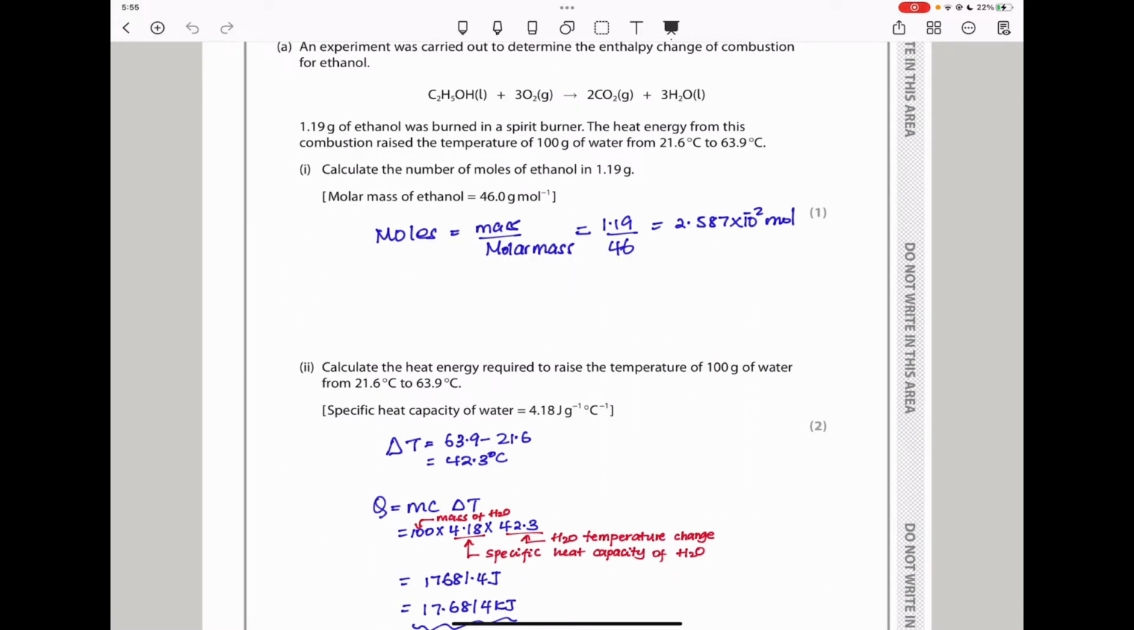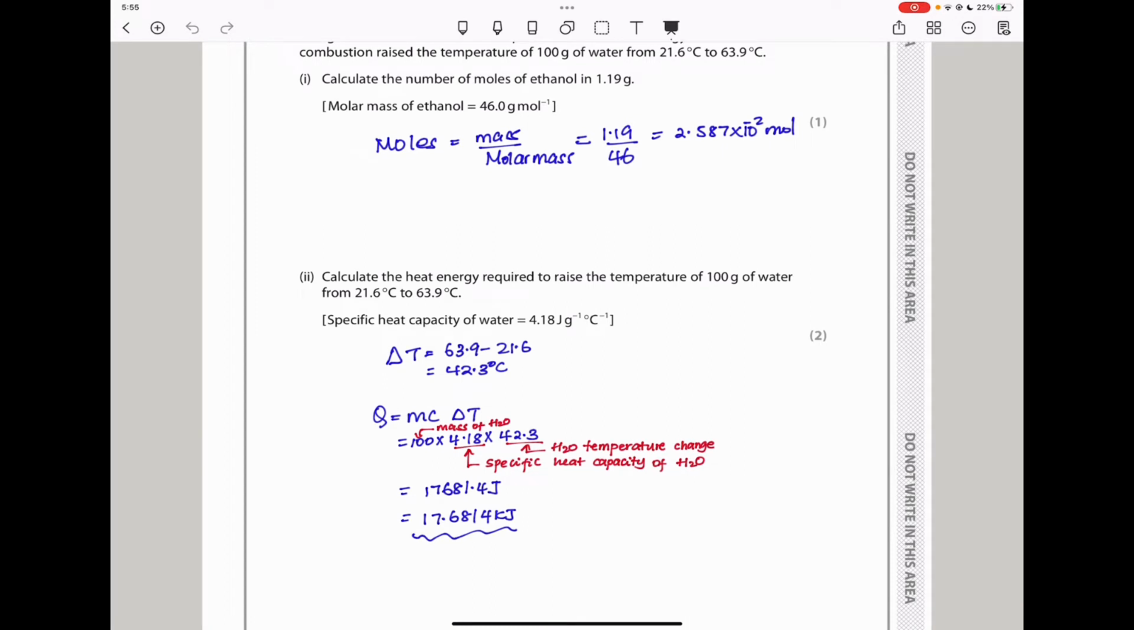The next part says calculate the heat energy required to raise the temperature of 100 grams of water from that to that. If we want to find this, we need to find the delta T, which is going to be the temperature change from 21.6 to 63.9. So it will be 63.9 minus 21.6, and we get 42.3 degrees Celsius.